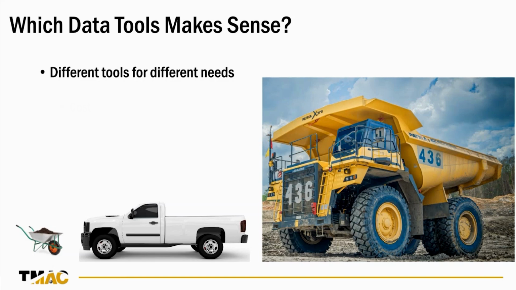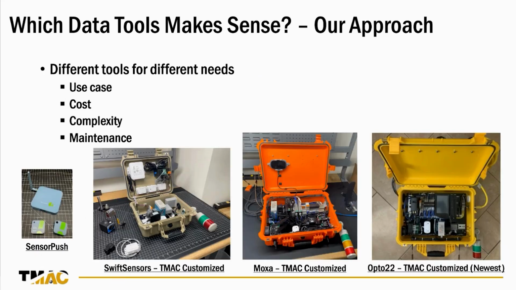And so we've got little images here of, are you just working in your backyard and need a wheelbarrow? Are you trying to move a pickup load's worth of material? Or do you need an earth mover? And this really is a function of the use case, the cost, the complexity, and the maintenance required to effect the change. So what is our approach? We've basically broken it up into 3 types, again based on the use case, cost, complexity, and maintenance.